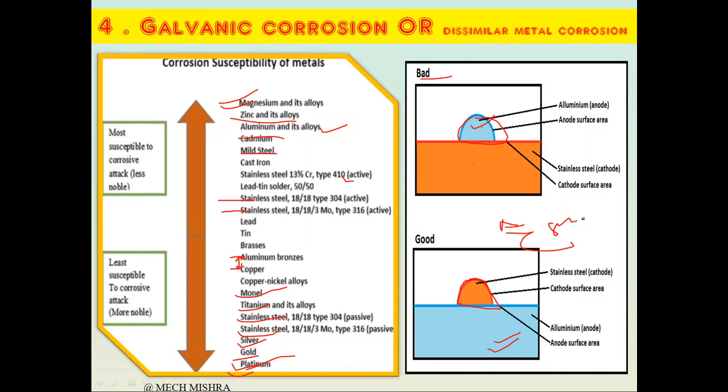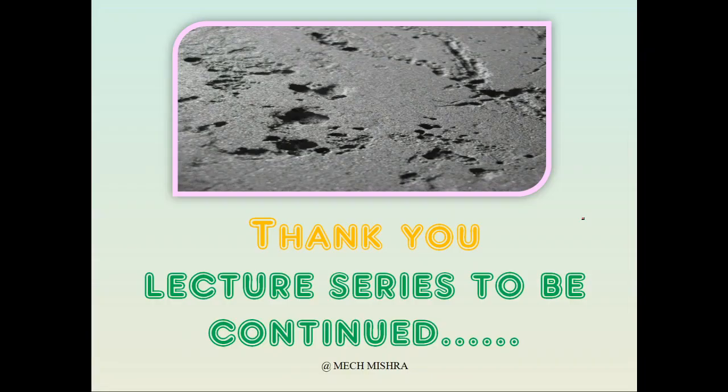So basically now we have understood four major forms of corrosion. To avoid making this lecture too long, we will continue in the next lecture and discuss the other remaining forms of corrosion, which will be very important and beneficial to us. So stay with me for the corrosion engineering lecture series.